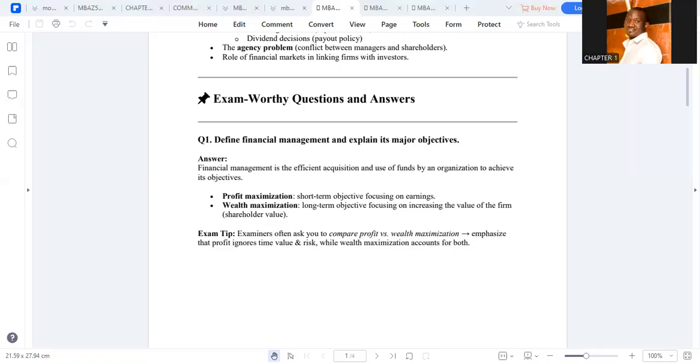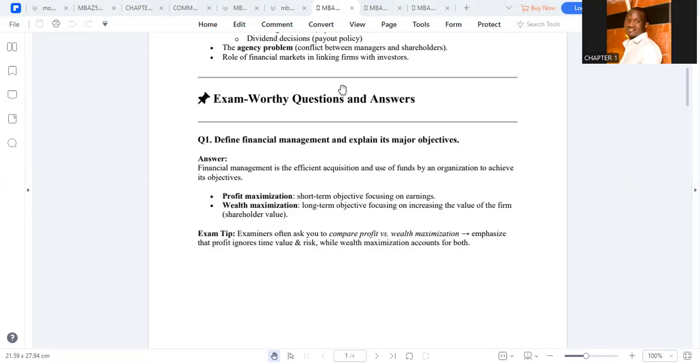Whereas wealth maximization is usually long term. You are focusing on increasing the value of the firm or wealth for shareholders. It takes into account issues of time value of money. So that is the difference.